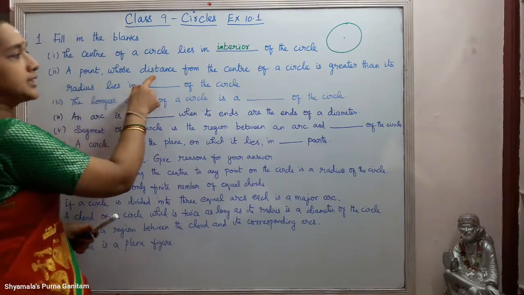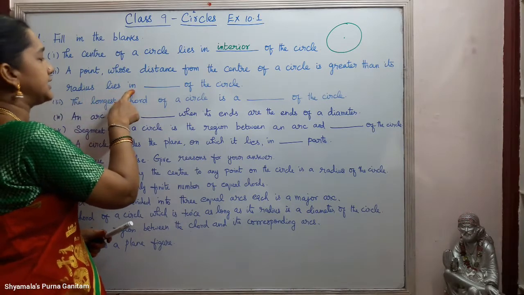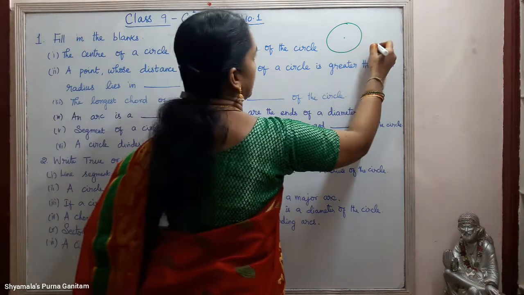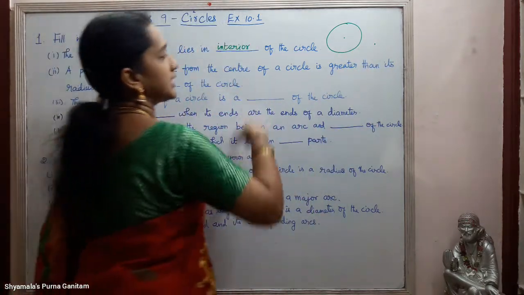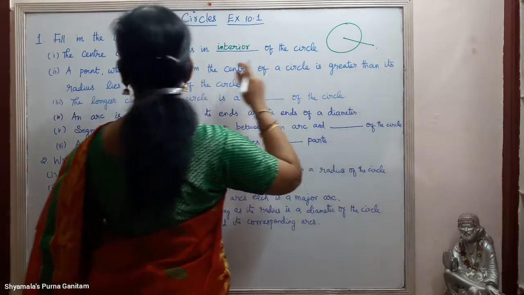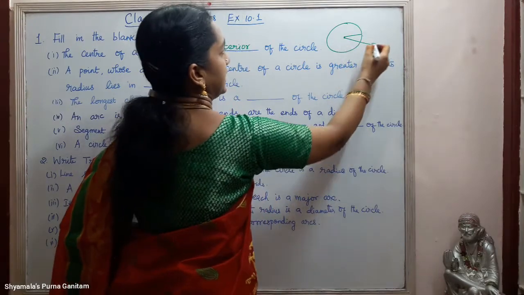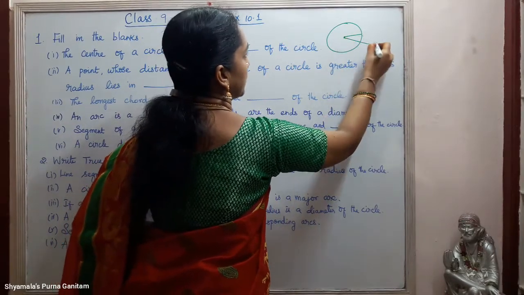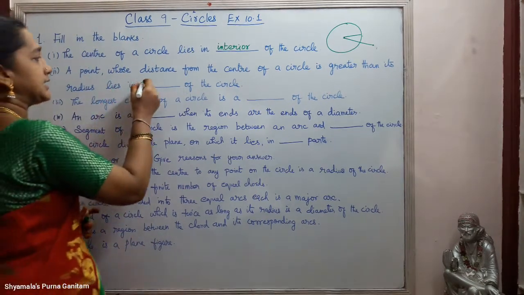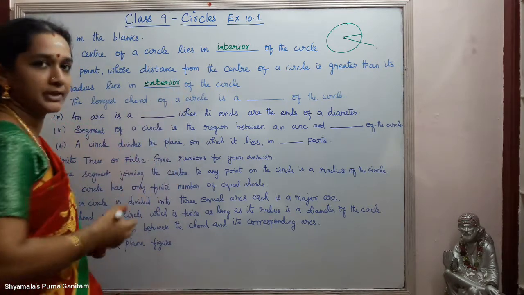A point whose distance from the center of a circle is greater than its radius lies in dash of the circle. So this one we will call the radius. If the distance is greater than the radius, when that point is connected to the center, it lies on the exterior of the circle.